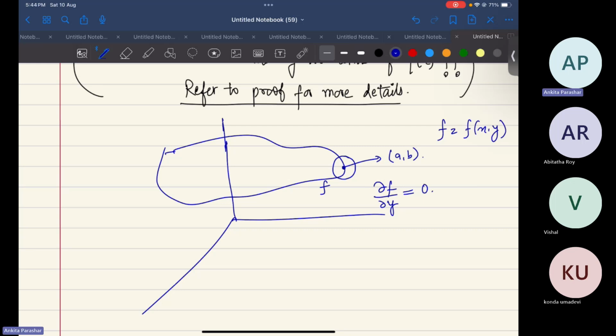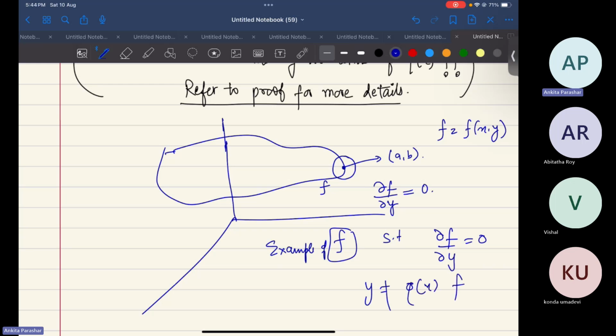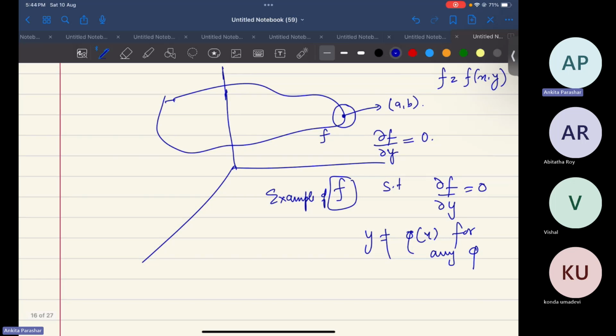So can you give me one example of f, such that when del f by del y is 0, then y is not equal to phi x for any phi? That means your y should not be written in terms of a function of x for any function. You should not be able to find any function.